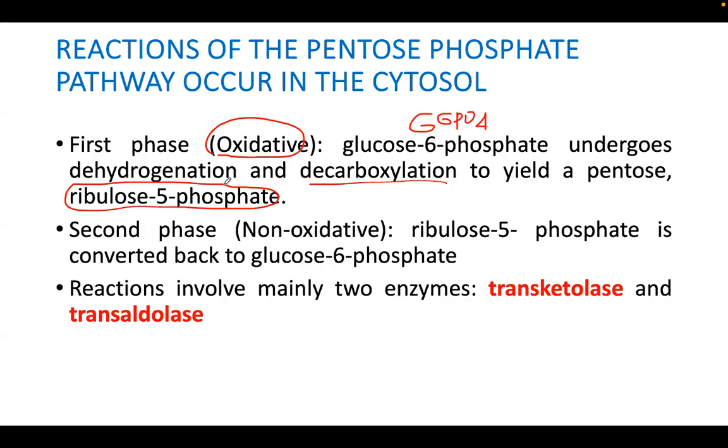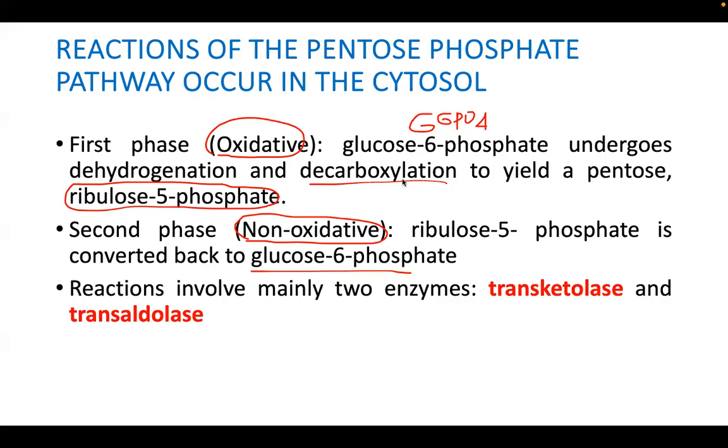And once ribulose 5-phosphate is produced, the pentose phosphate pathway now proceeds to the second phase, which is the non-oxidative. The non-oxidative phase involves the conversion of ribulose 5-phosphate back to glucose 6-phosphate. So question, what product is similar to both the first and the second phase? In fact, it marks the end of the first phase and the beginning of the second phase. It is ribulose 5-phosphate.